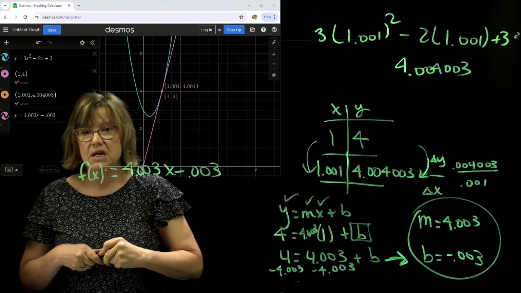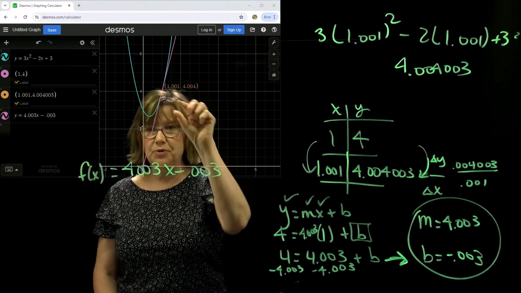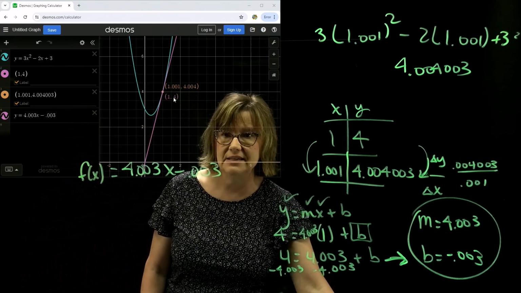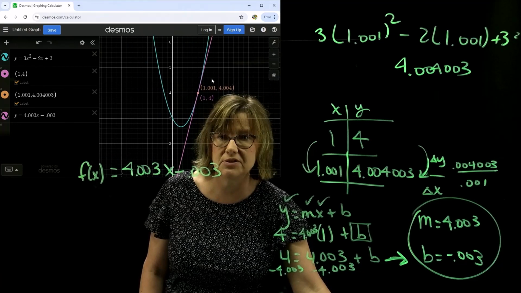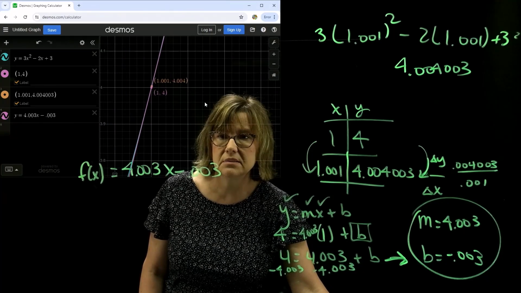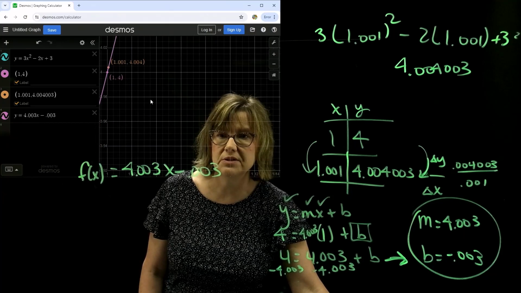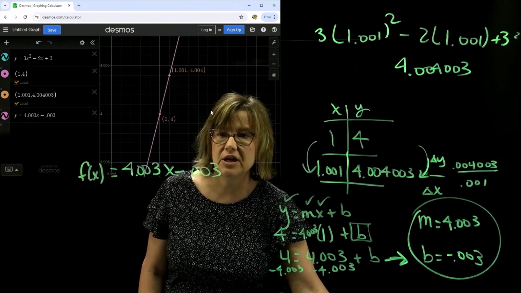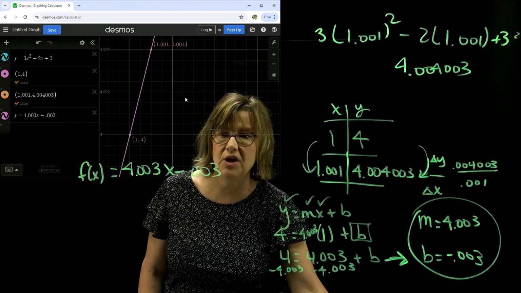All right, so here you can see my 2 points, but they're so close together, I can't really tell if my line is going through them or not. So I am going to zoom in, zoom in, zoom in. I can keep zooming in. All right, and there, that's what we would call a secant line.